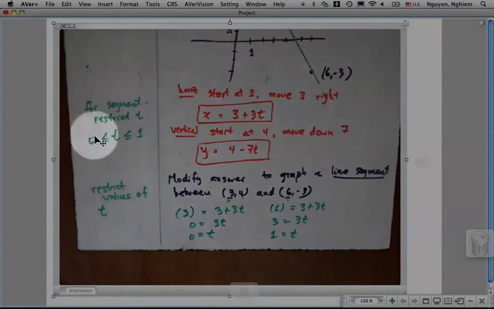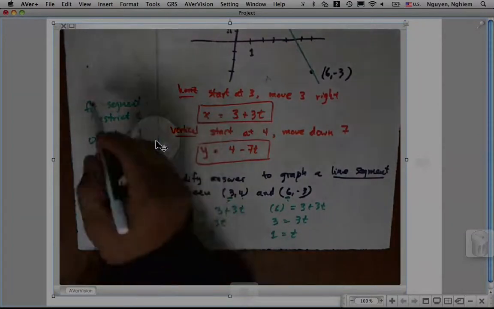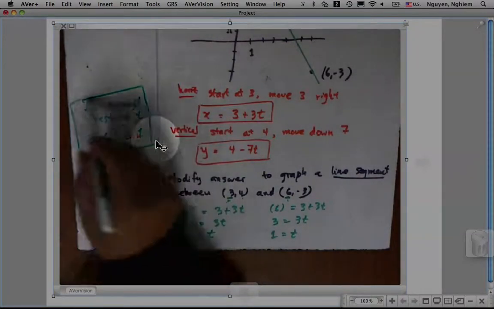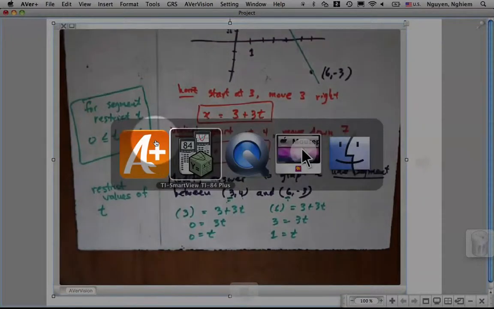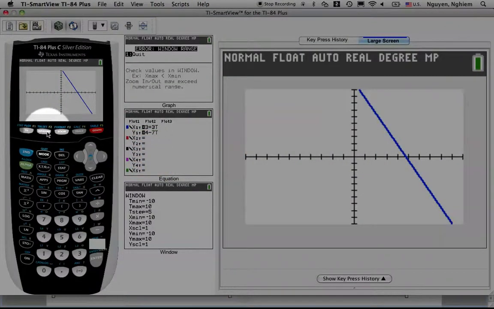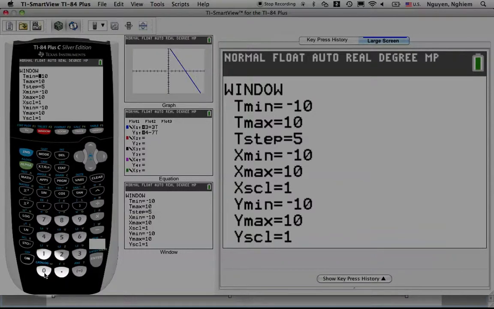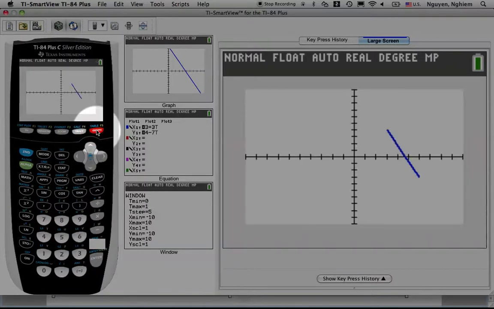So this is my answer. It's the same thing as before, but for a line segment, these equations don't change, you just need to restrict the values of t. So let's go back into our graph here, and remember, t should be 0 at its smallest, and 1 at its biggest. And I'm going to have to make the t-step a little bit smaller here. If I hit graph, there you have it.